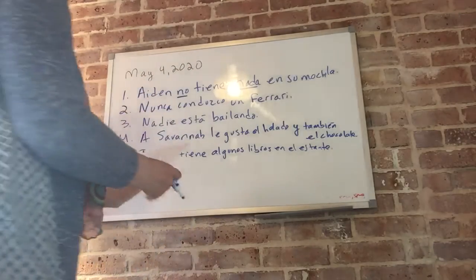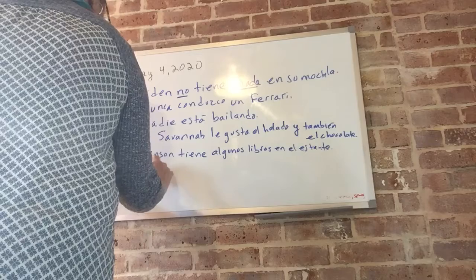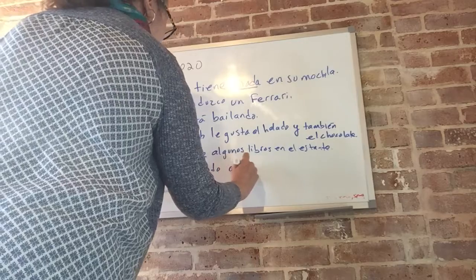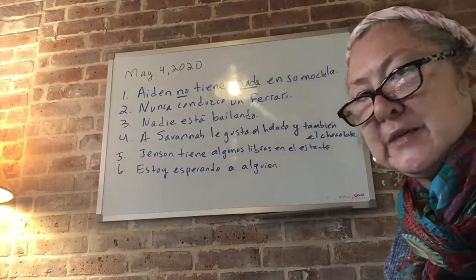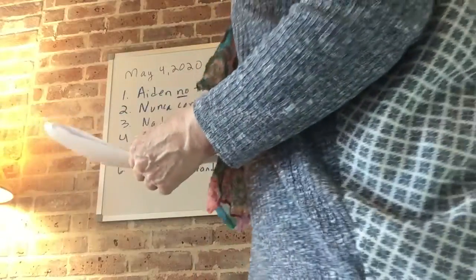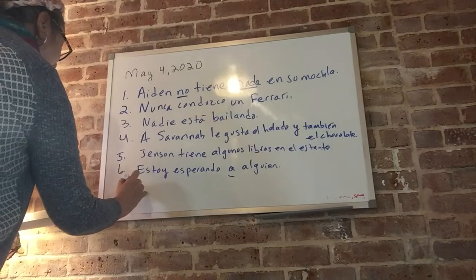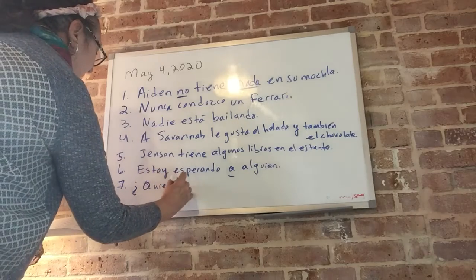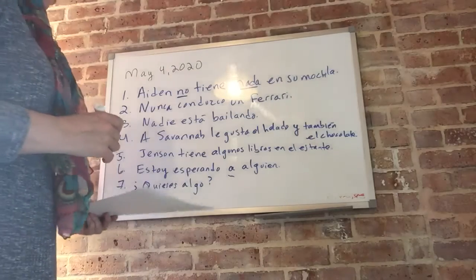Número 6. I'm waiting for someone. So you can pause the video. Right, it would be estoy esperando a alguien. So we're going to use the personal a with that. So, number 7, do you want something? So pause the video. Okay, so right, it would be ¿Quieres algo? ¿Quieres algo?